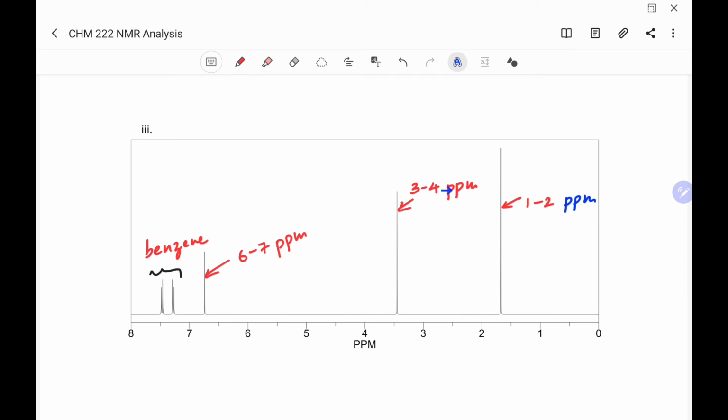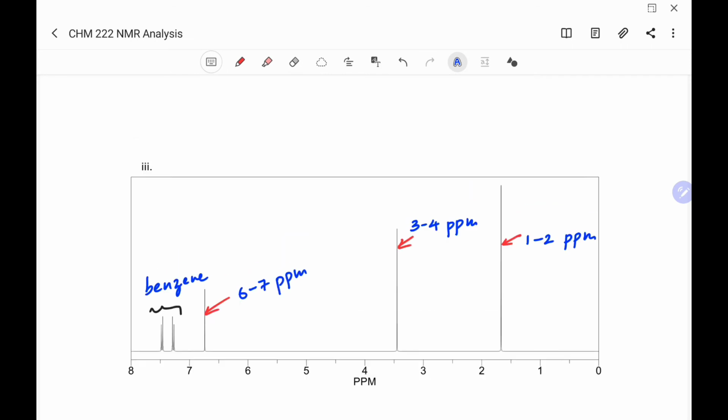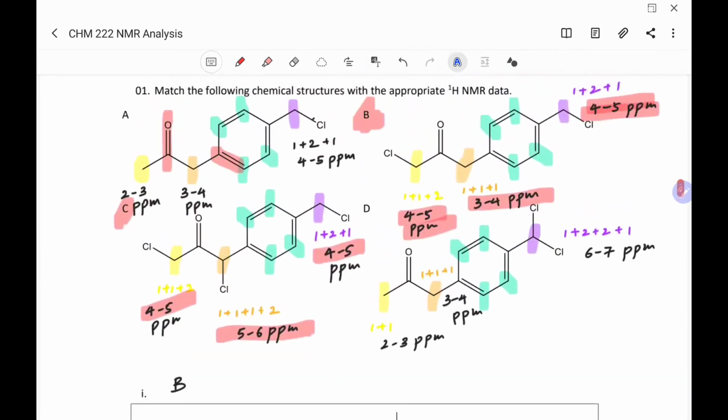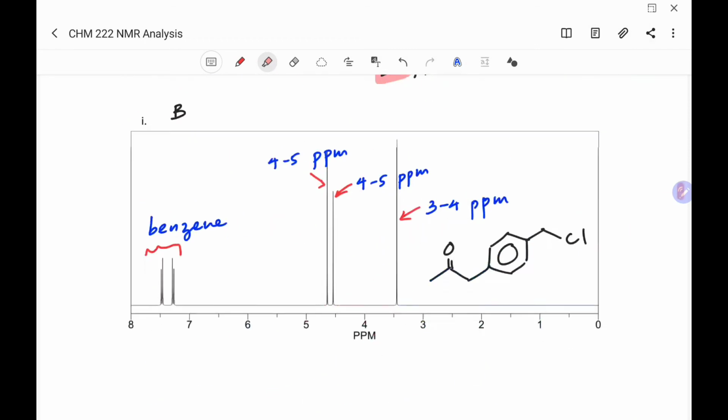Alright, so we have to see if we have a structure that matches these details. So we need a peak between 1 to 2, 3 to 4 and 6 to 7. Okay, so let's go up. I think I found it. It's D, right? We have the 6 to 7 peak, we have the 3 to 4 peak, and the 2 to 3 peak.